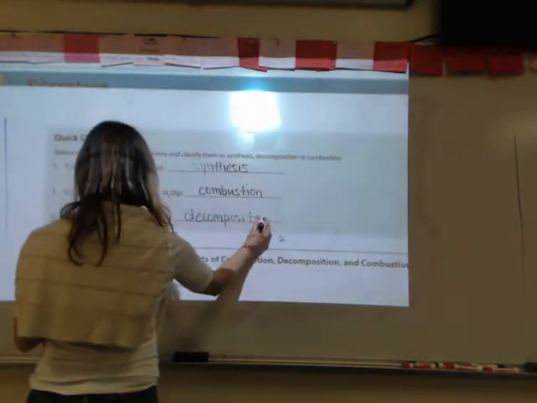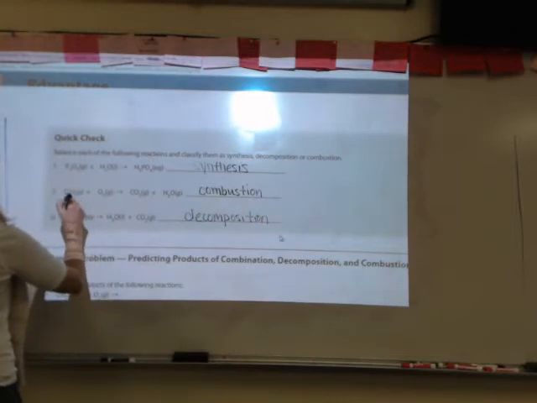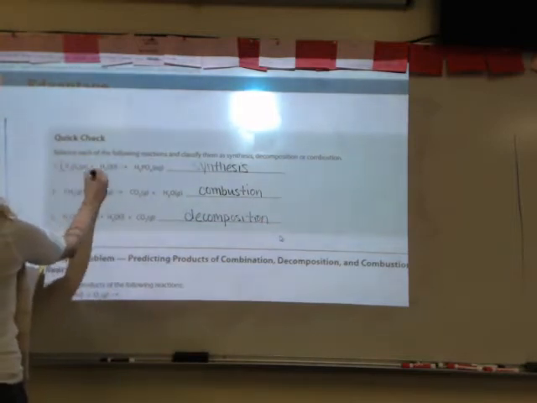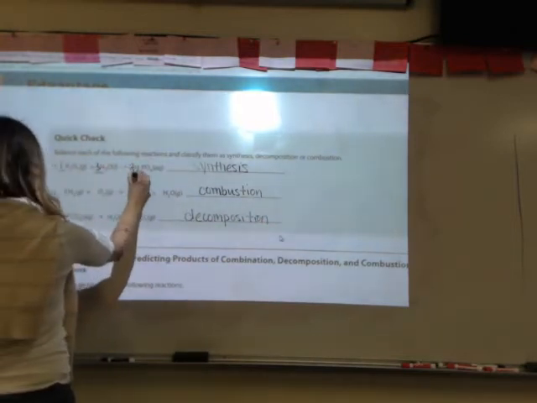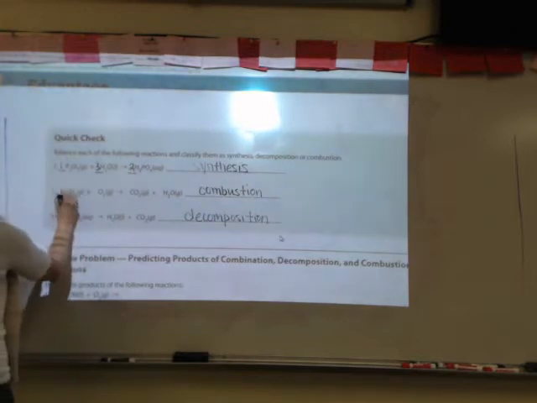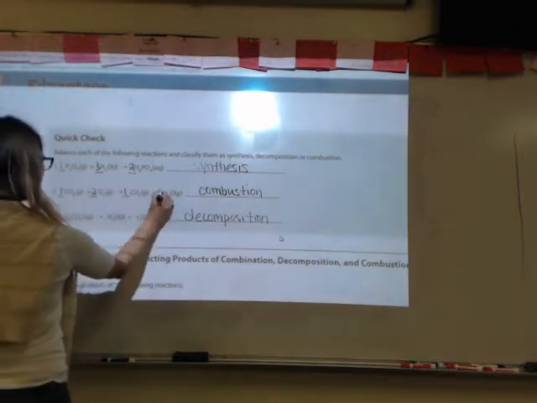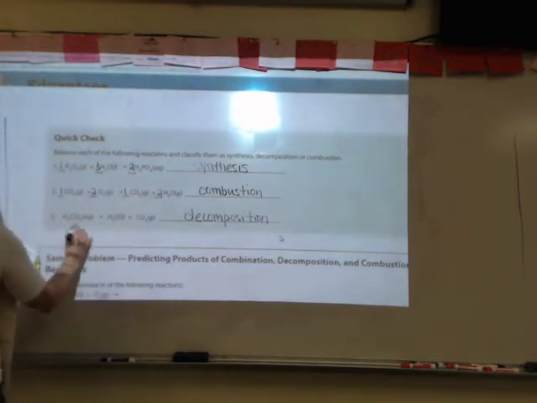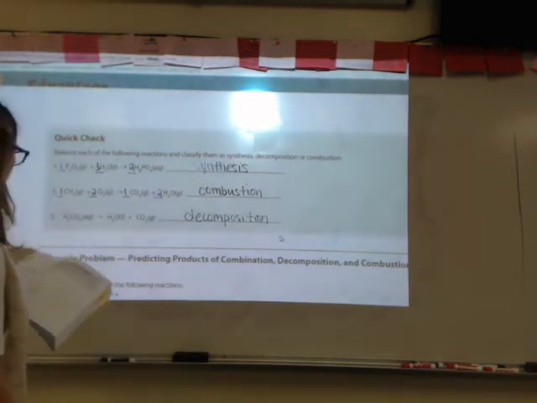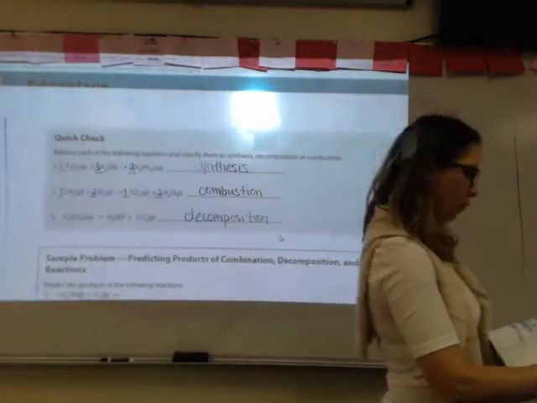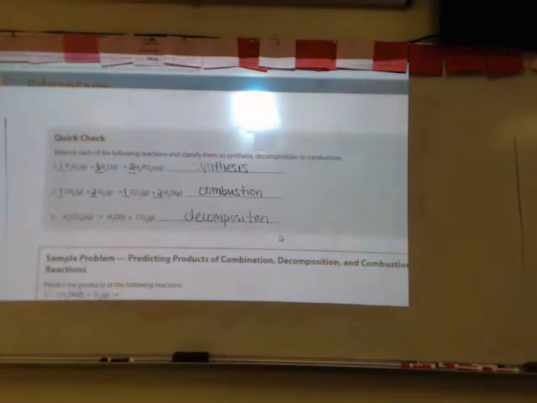And if you were to balance this, the coefficients on number 1 would be 1, 3, 2. For number 2, it would be 1, 2, 1, 2. And then this is already balanced for number 3. Those coefficients are all 1s.